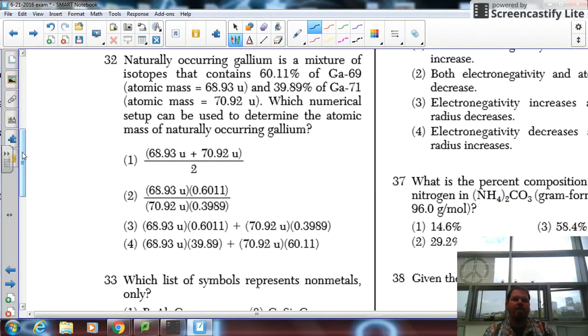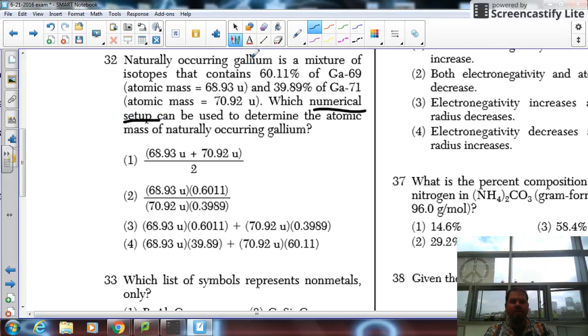Naturally occurring gallium is a mixture of isotopes containing 60% of gallium-69, which is really 68.93, and 39% is gallium-71, which is really almost 71. Which numerical setup can be used to determine the mass? So the numerical setup is specifically that. Just how do I set the numbers up in the equation?